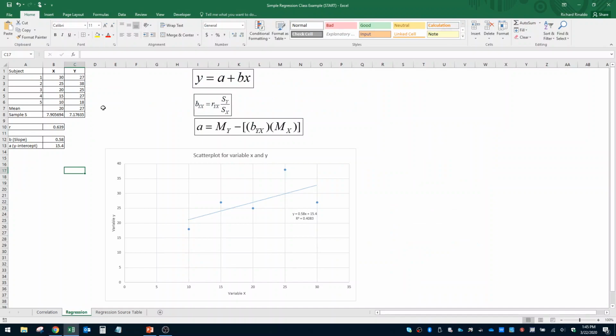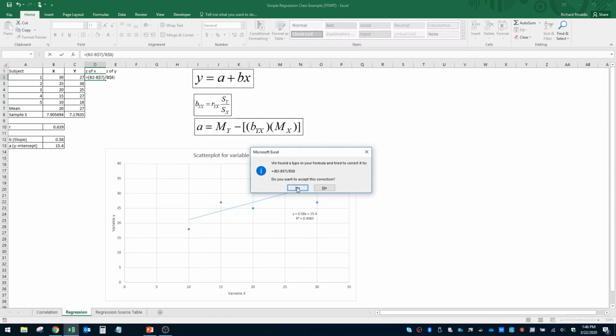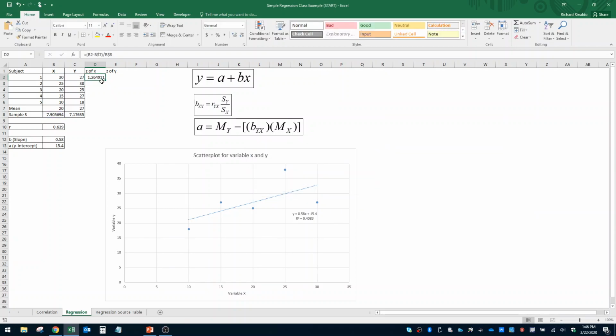So over here, I'm back to my regression. So z of x and z of y. We know that's equal to 30 minus the mean divided by the standard deviation. Across, and we'll see the mean is 0 and the standard deviation is 1. So done a good job.